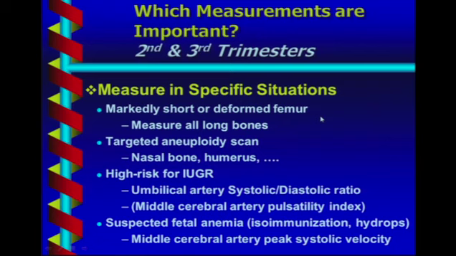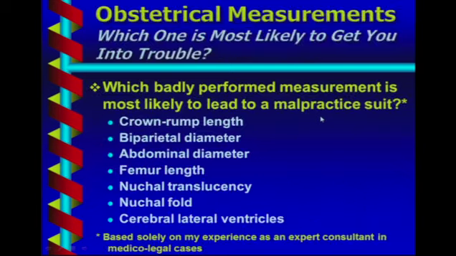And in cases of suspected fetal anemia, when there's isoimmunization or hydrops, we measure the middle cerebral artery peak systolic velocity. So I started out by asking which of these measurements is most likely to get you into trouble if you do it badly. And the answer is the abdominal diameter.